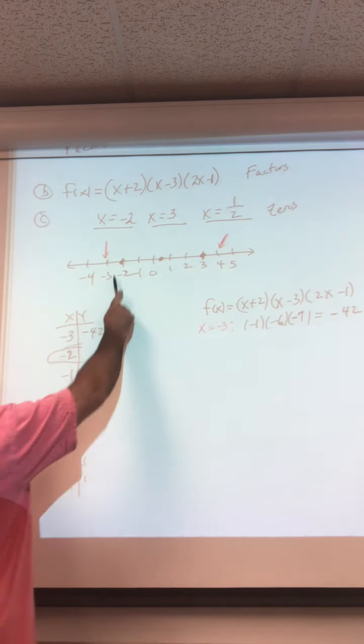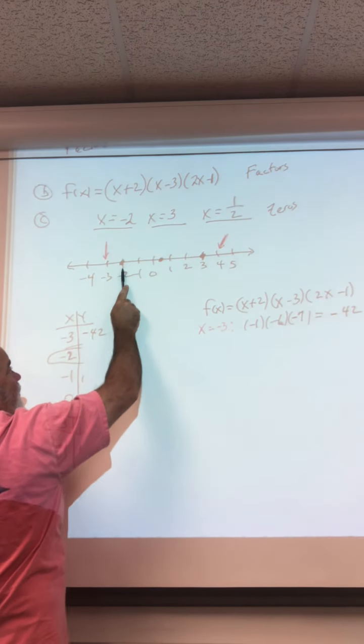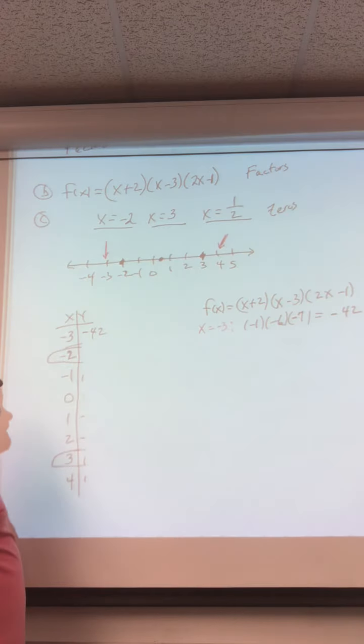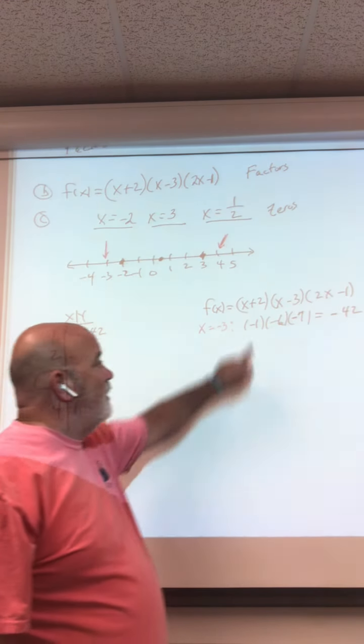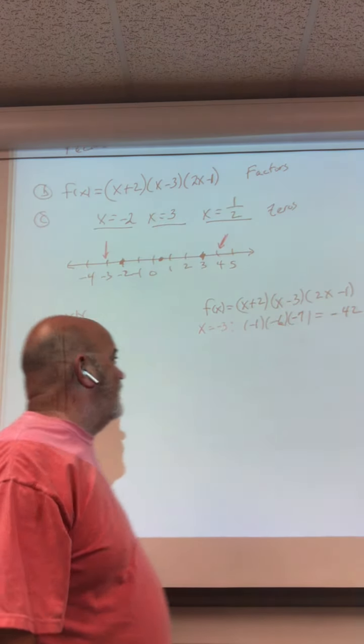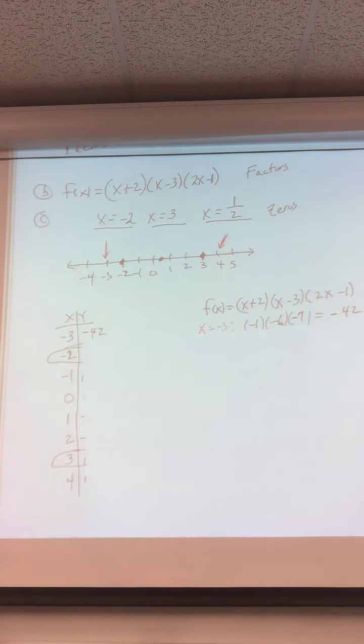Now, I don't have to plug in negative 2 because it's a 0. Now, it's okay if you do plug it in. Negative 2 plus 2 is 0, and 0 times anything is 0. So there's no need in plugging in. Now plug in negative 1. I'll do one more and then I'll let you copy the rest.